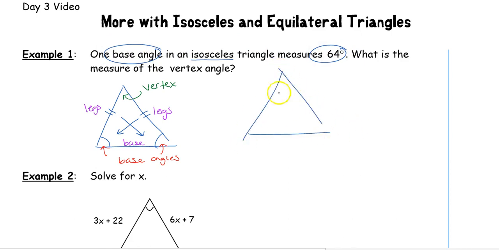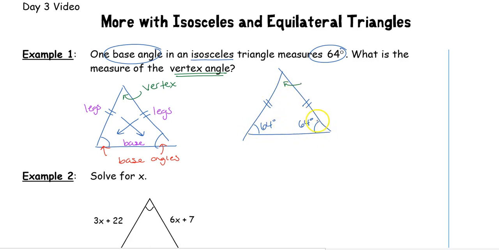So when I look at my isosceles triangle, these sides are congruent, these angles are congruent, and if one base angle is 64, the other base angle is 64 as well. If I want to find the vertex angle, it's the only angle we have left. It's the one angle that's not congruent to the others.